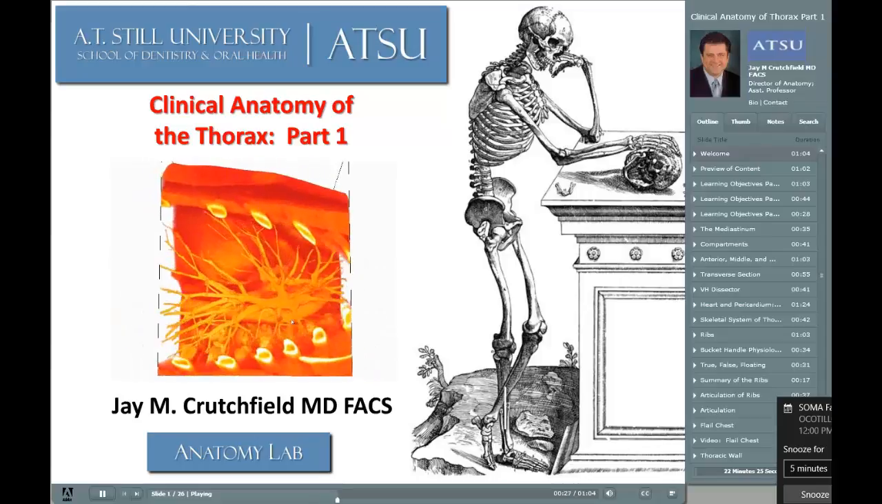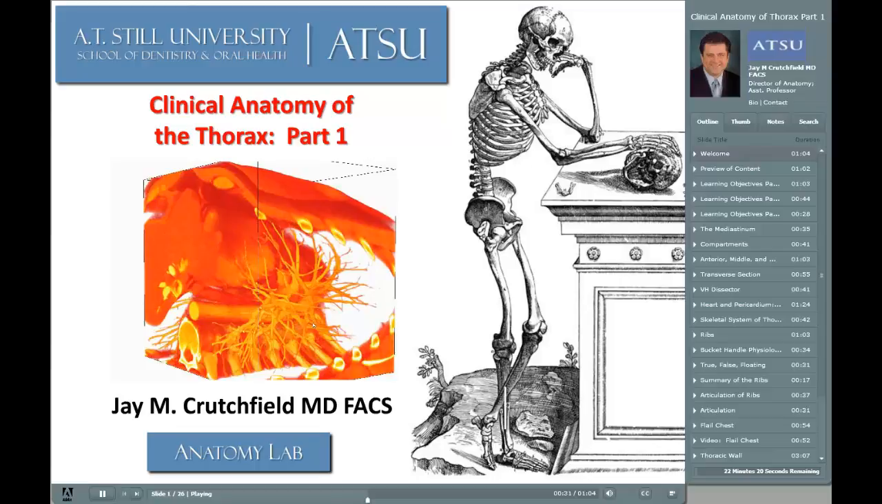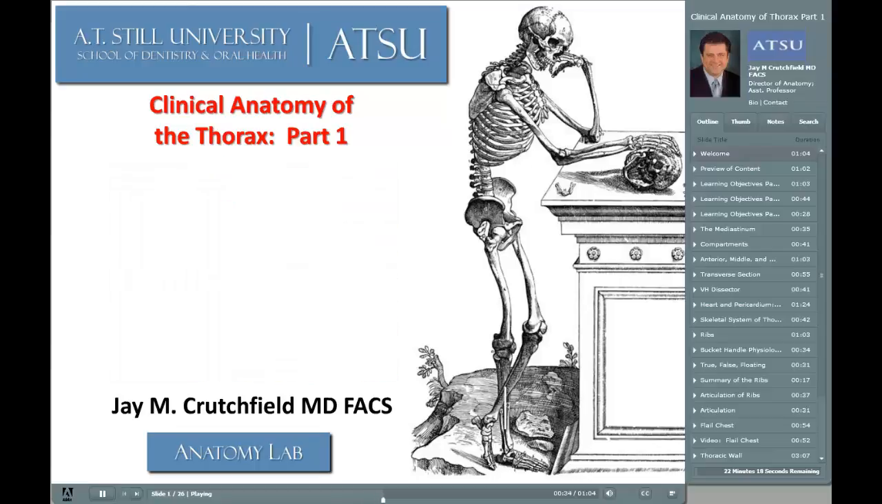Included in this presentation are pathologies such as empyema, pneumonia, lung abscess, collapsed lung or pneumothorax, insertion of a chest tube, and a discussion of pleural effusion. While each of these may not be totally applicable to your profession, it's important to have a basic understanding so that you'll be able to communicate with your colleagues.